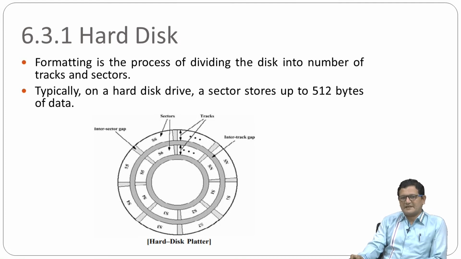Then between two tracks there is some gap, which is mentioned as an inter-track gap. Then the tracks are divided into S1, S2, S3 and so on, which are called sectors, right. And between two sectors some gap is there. Each sector can store 512 bytes of data, right.